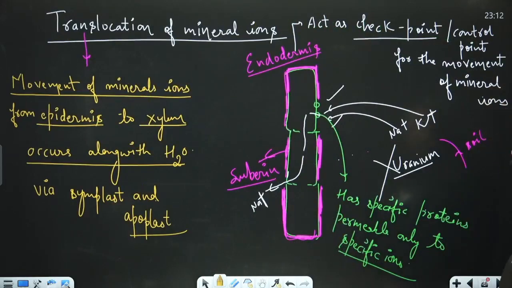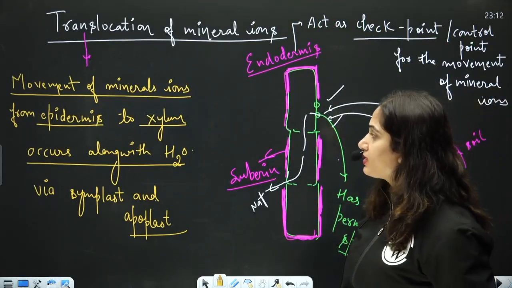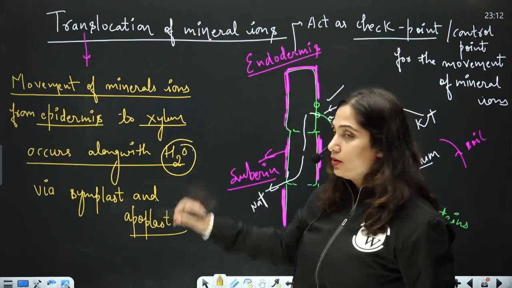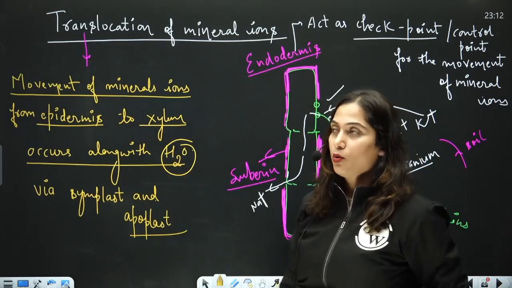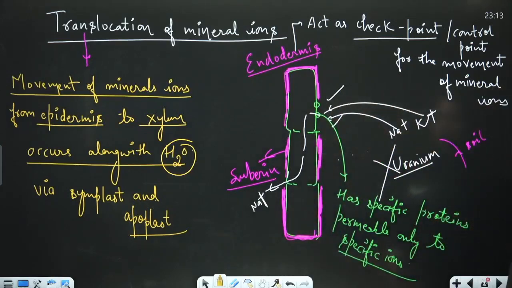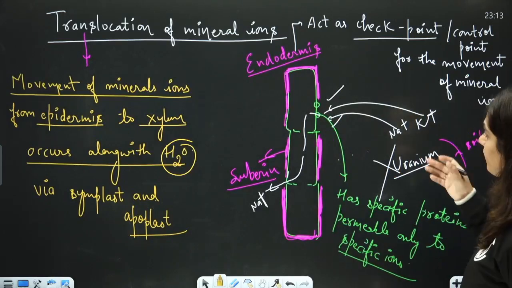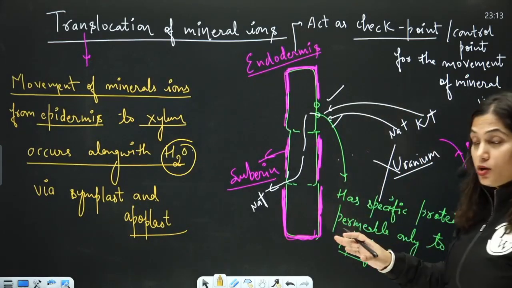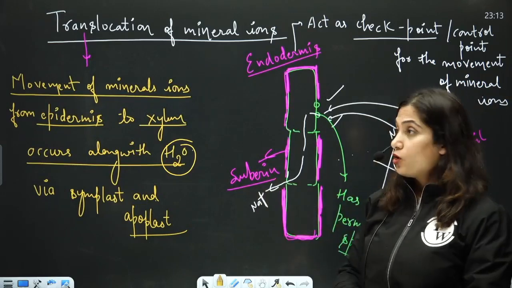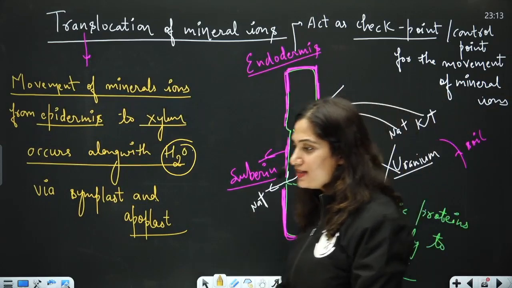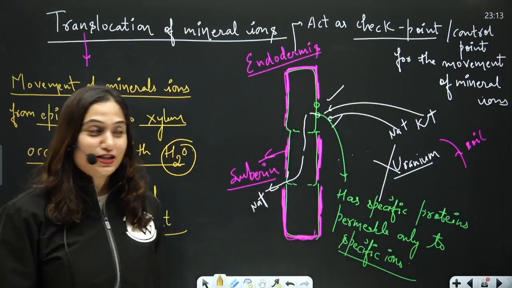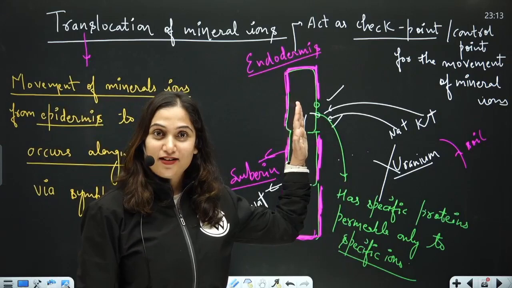Now, translocation of mineral ions. How do mineral ions get translocated from root to different parts of the plant? Obviously, it is done with the help of water. They get dissolved in the water and get translocated with the help of mass flow. Now, like the movement of water was checked at the endodermal point, likewise, the movement of mineral ions is also checked at this point.